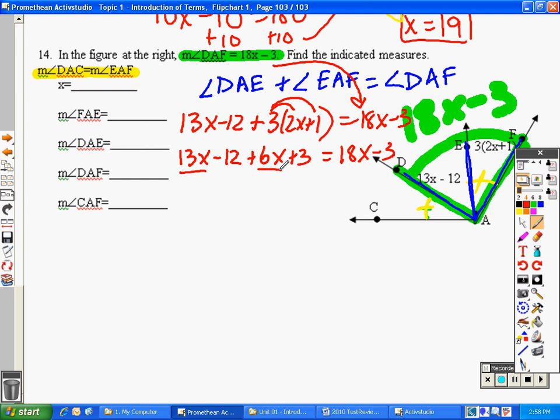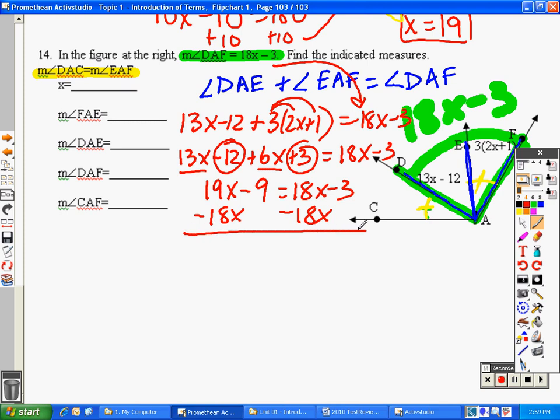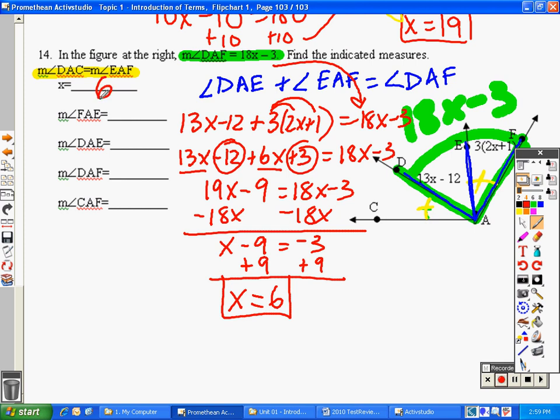On this side, we have 13x plus 6x, which is 19x, negative 12 and 3, which is minus 9. I'm going to move my 18x to the other side, and I end up with 1x. 19x minus 18x is 1x, minus 9 equals negative 3. Add my 9 to both sides, and I end up with x equals 6. That is the answer to my first question.